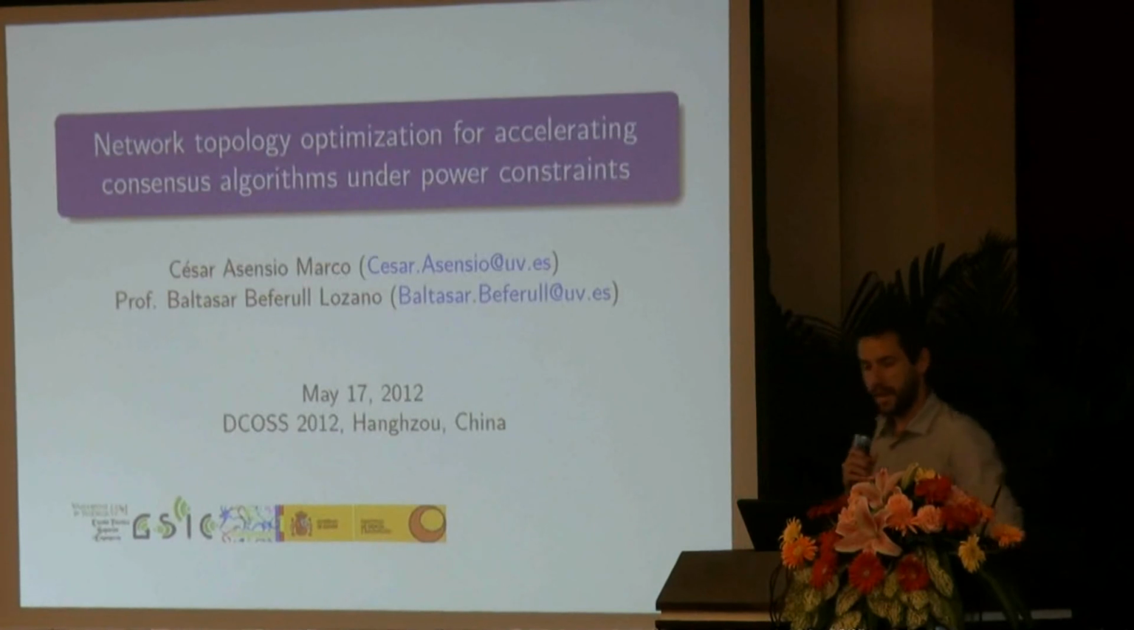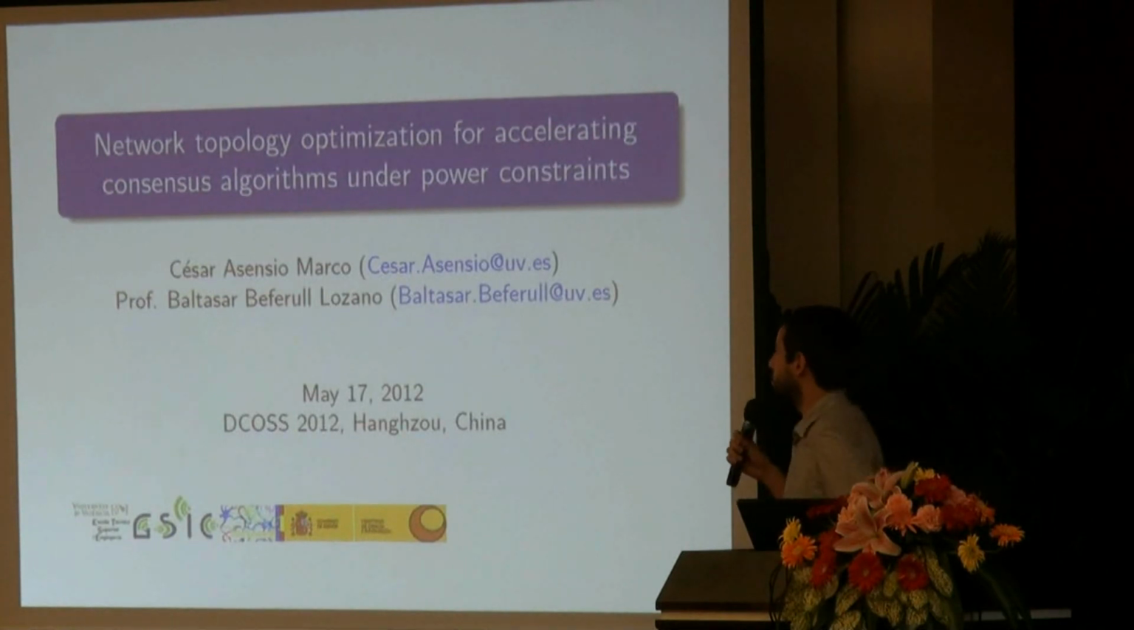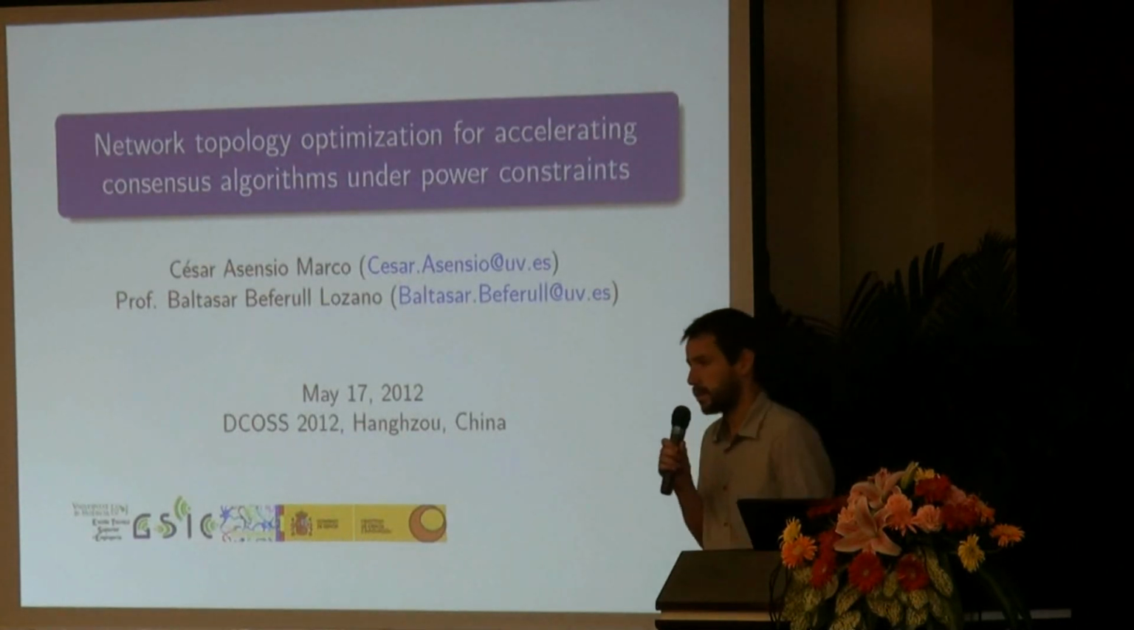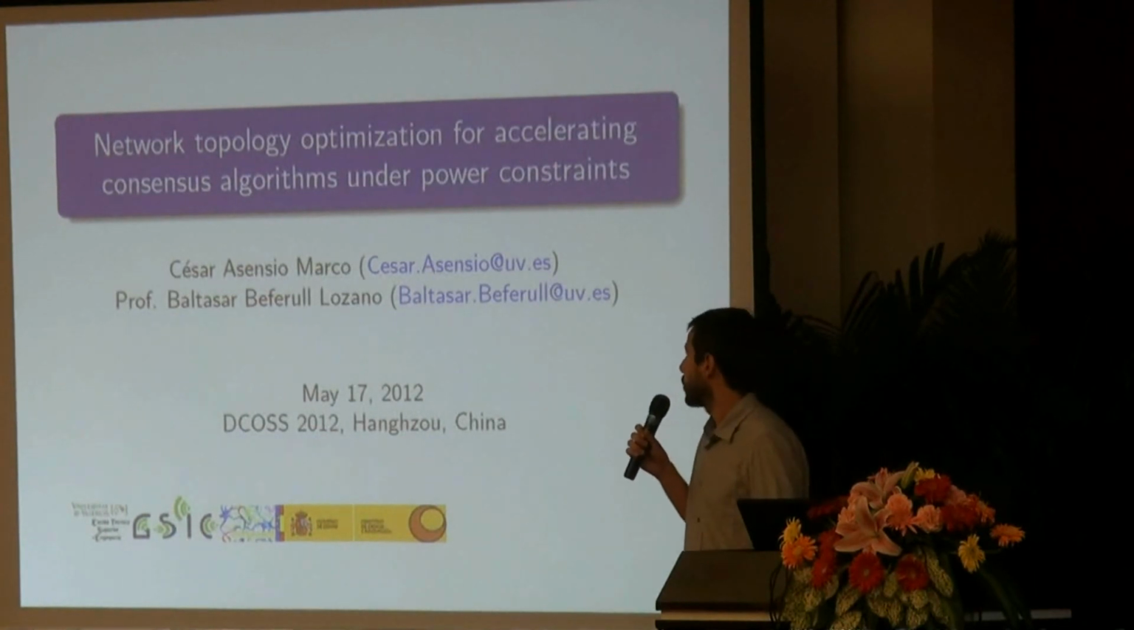Hi, everybody. My name is Cesar Asensio from the University of Valencia. And in this presentation, I'm going to talk about how to optimize the network topology in order to improve the convergence of the consensus algorithm.